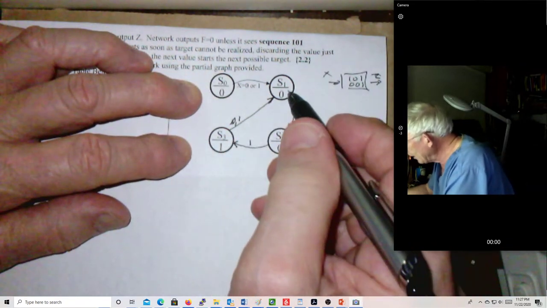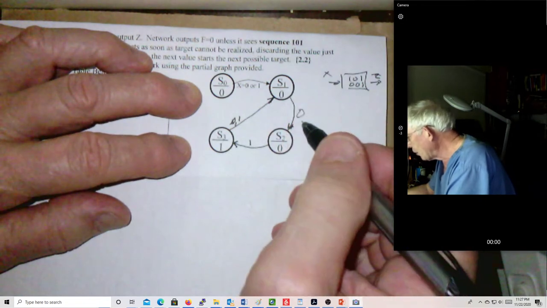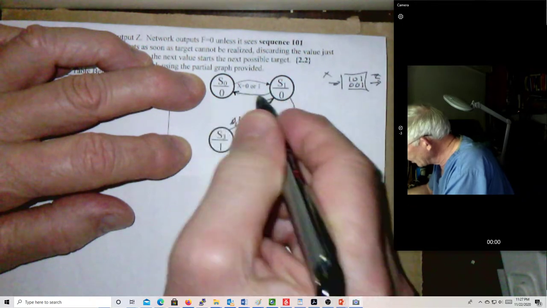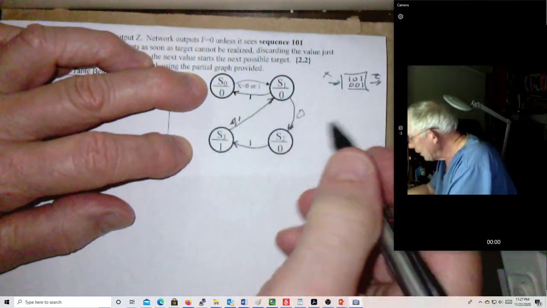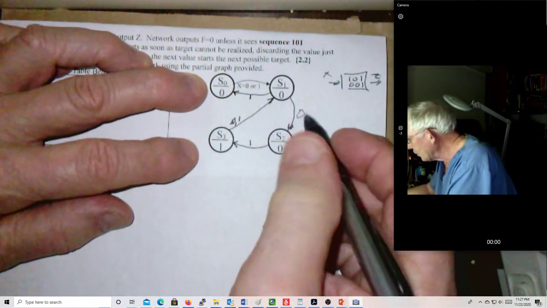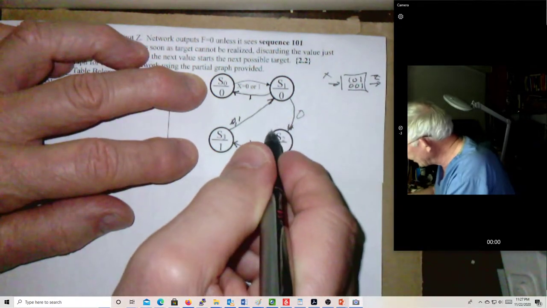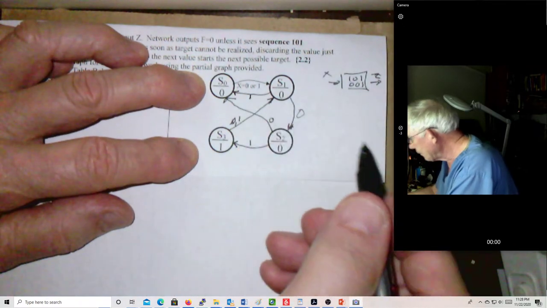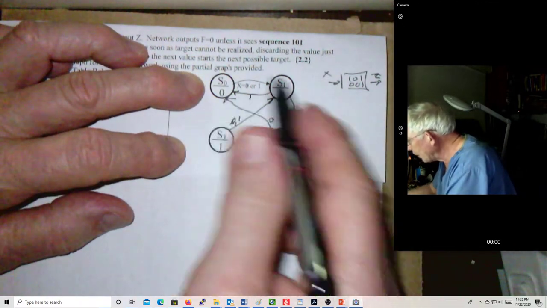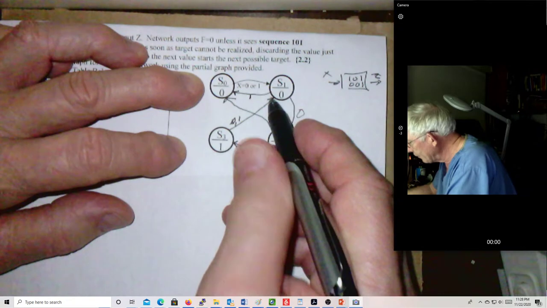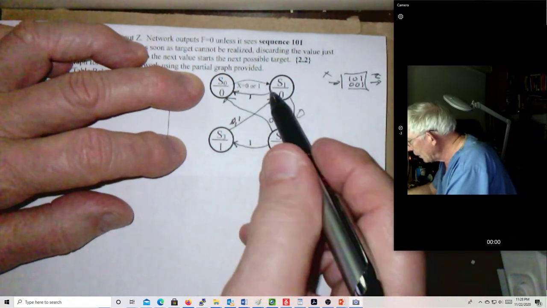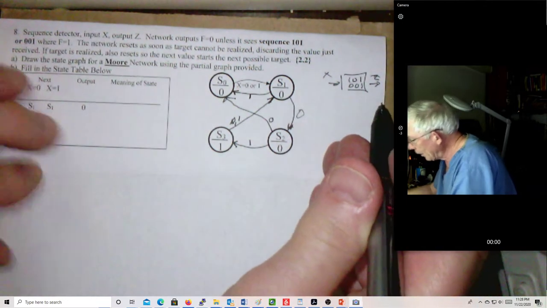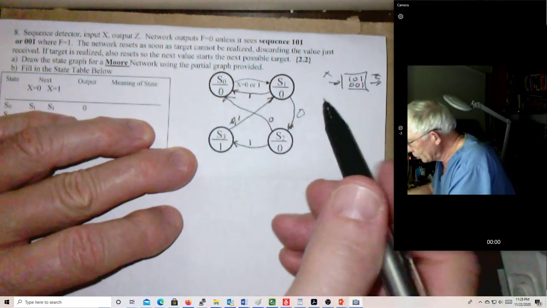Now, if we get an S1 and we don't get a 0, we get a 1, we have to reset according to the directions. So we're going to go back here on a 1. And if we're in S0 and we get a 0, we're also going to have to reset on a 0. And now we have two paths out of every node. This is a double path. This is a double path. And then 1, 2, 1, 2, and that's it. All right, so that's the whole schmear.